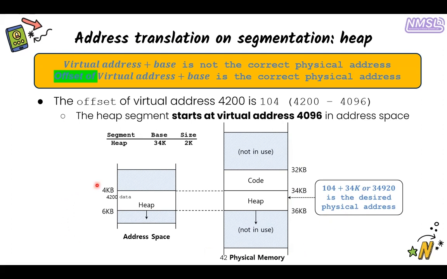So basically, you look at your segment and where your segment starts. Your virtual address of your segment starts at 4096. So 4200 means you're actually 104th within your segment. Got it?